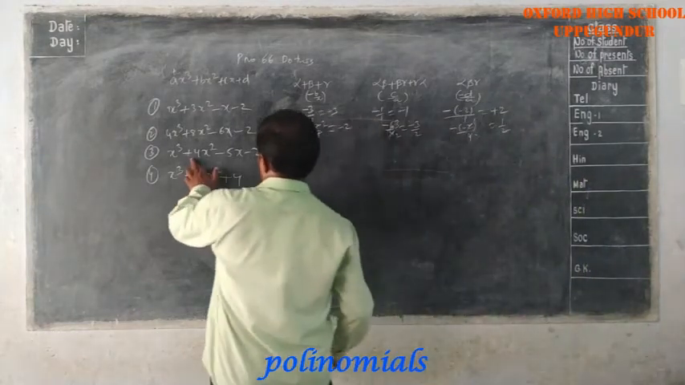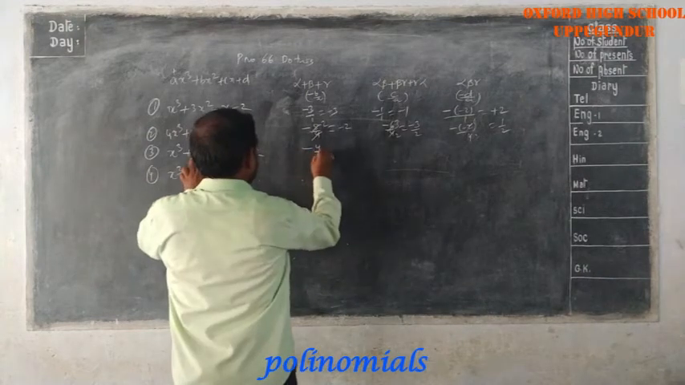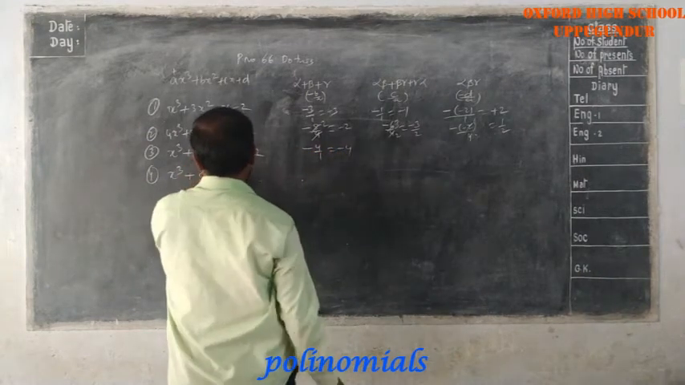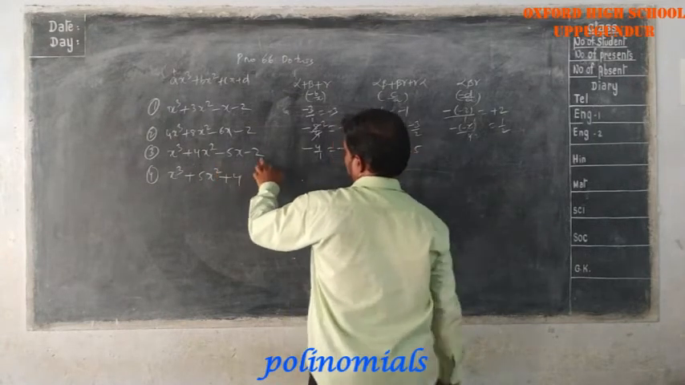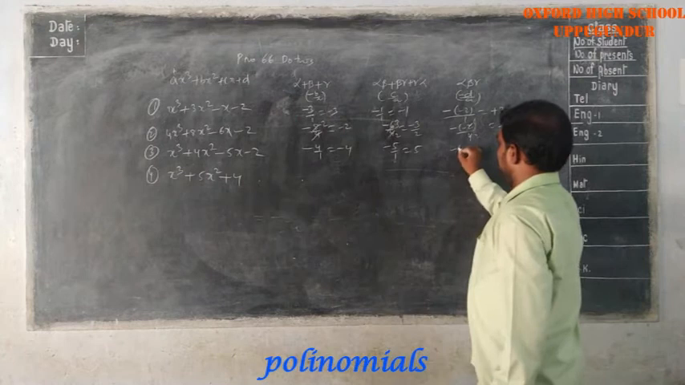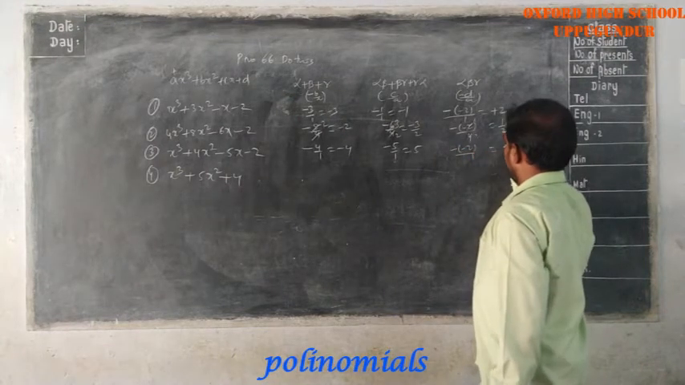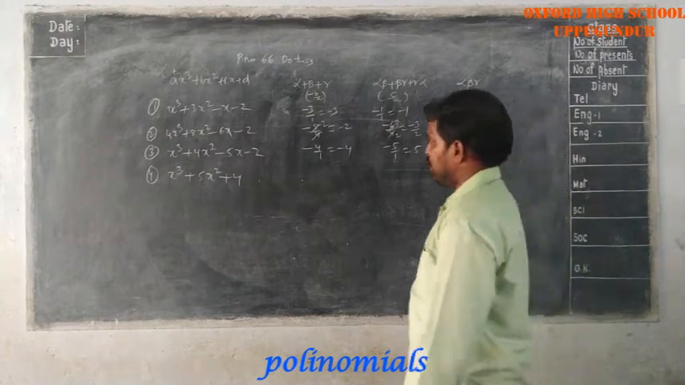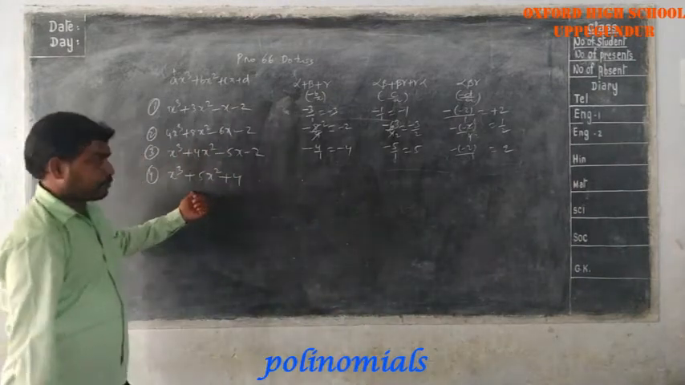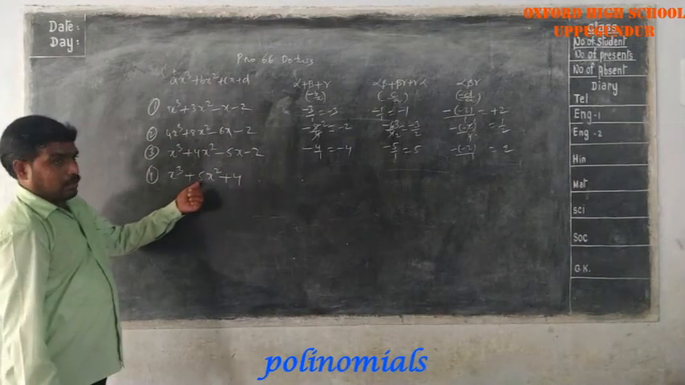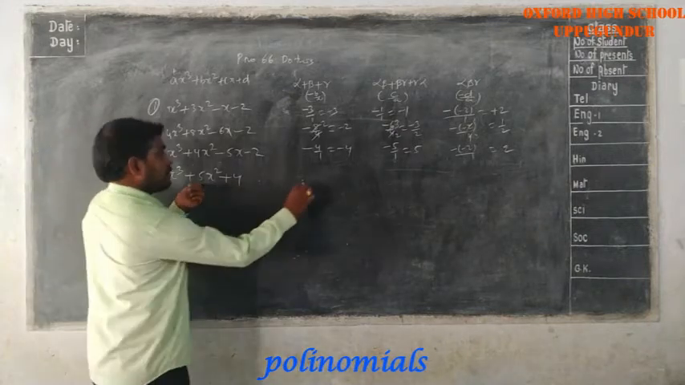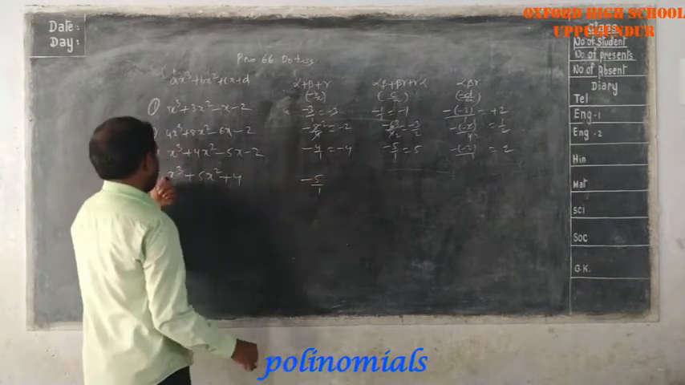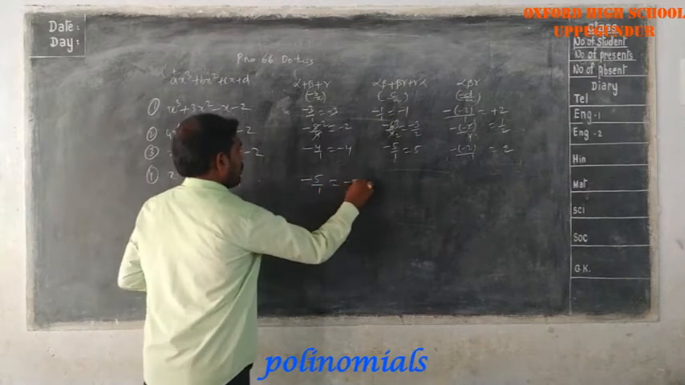Next, this polynomial: minus b by a, minus 4 by 1, minus 4. c by a, minus 5 by 1, minus 5. Minus d by a, minus of minus 2 by 1, you will get 2. Next, for this polynomial, minus x square coefficient by x cube coefficient. Minus x square coefficient is 5 by x cube coefficient 1, you will get minus 5.